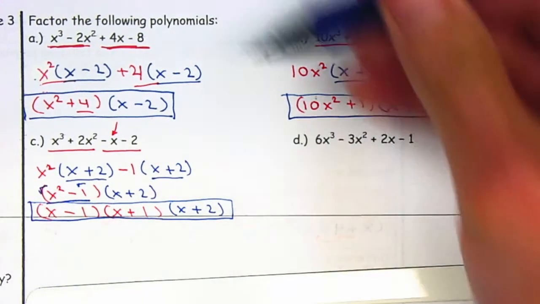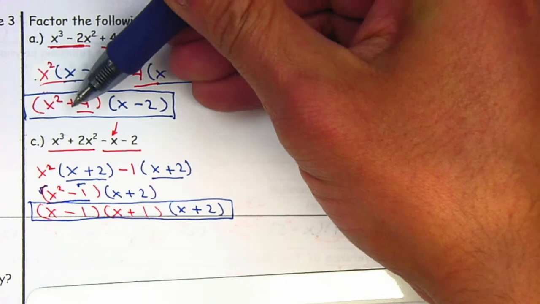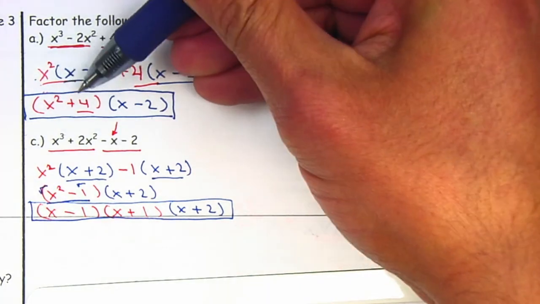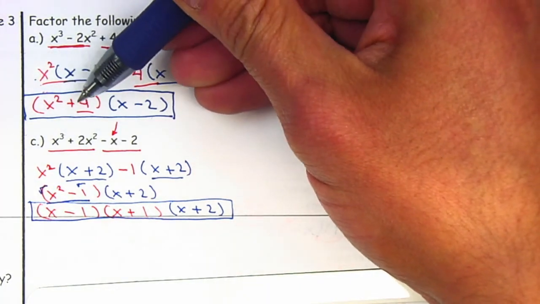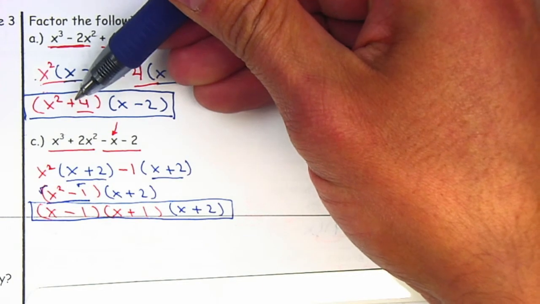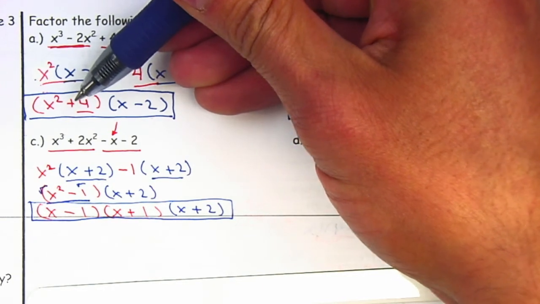Now notice that on this problem, if there was a minus in between, this would also be the difference of 2 squares. But because there's a plus, we cannot factor. We don't have the sum of 2 squares.